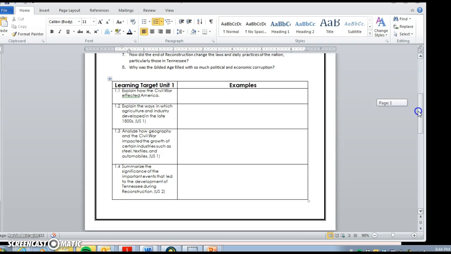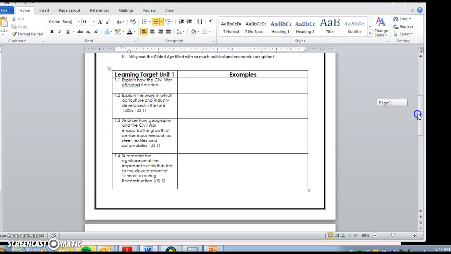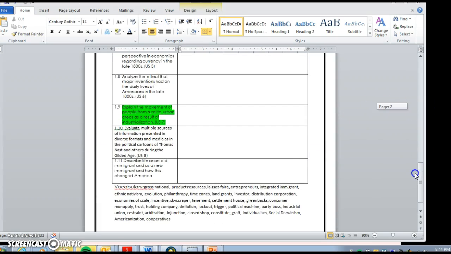If you look here, you're going to have a test next time I see you, so the next time you're in class, and it will be a writing test over all of these learning targets. You will have to give me examples for each one of these, so you want to make sure that you study that along with this video.